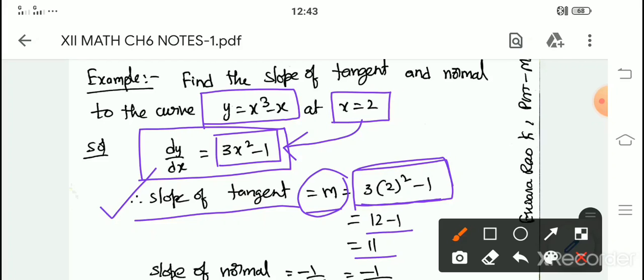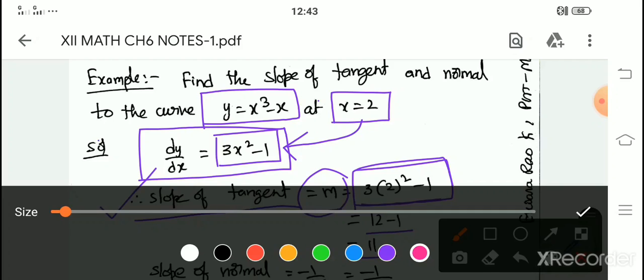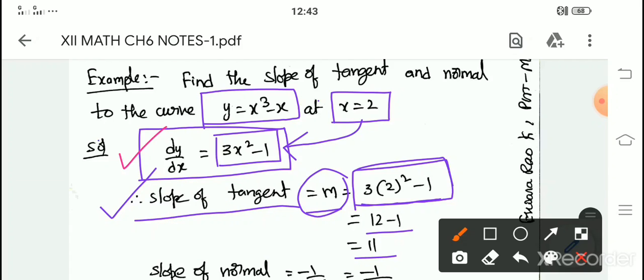I told you, very first you take the given curve equation, then differentiate on both sides, then substitute the value of x in the derivative you got. Then that is called the slope of the tangent, that is 11.